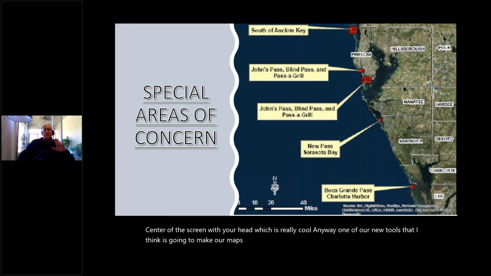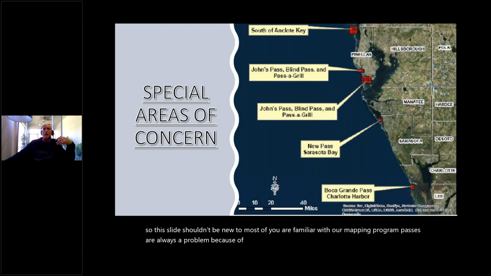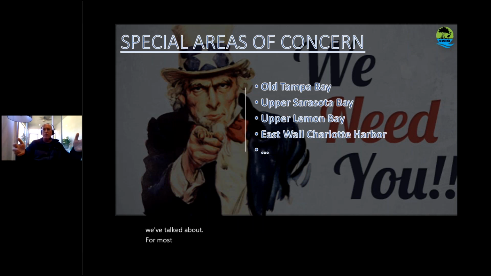The other thing too is special areas of concern. This slide shouldn't be new to most of you who are familiar with our mapping program. Passes are always a problem because of the turbidity issues. So we have these special areas of concern that will continue to be areas of concern for us. The other is these larger issues that we've talked about for most of the morning, which are these areas where we know we've had big changes.